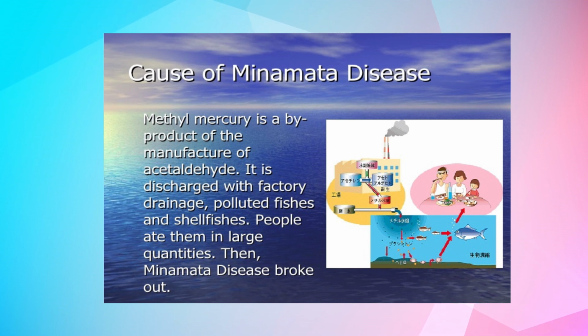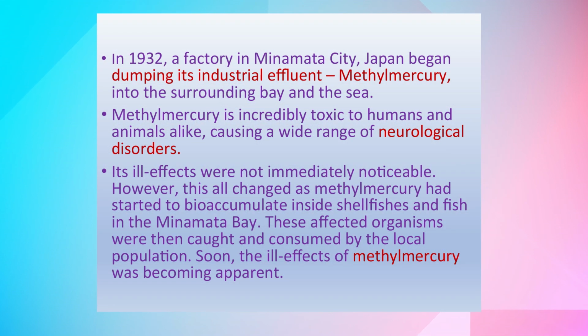It is discharged with the factory drainage, polluting fishes and shellfishes. People ate them in large quantity and then Minamata disease broke out. It came from Minamata city in Japan in 1932, and what is happening? It started dumping its industrial effluent, that is methyl mercury, into the surrounding bay and the sea.